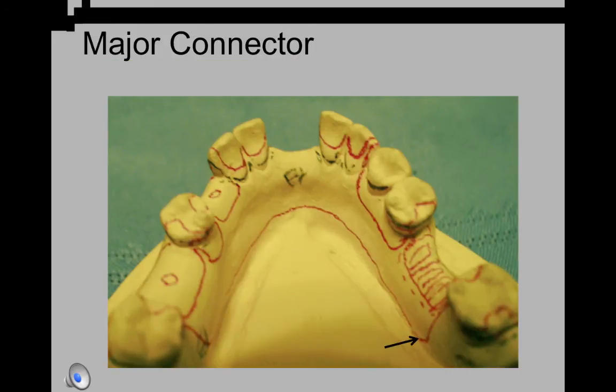Here's another view of the major connector. When it is on the anterior teeth, it must cover the cingulum of the teeth, and it scallops from contact point to contact point so as to close that small little triangular space that would exist if you did not carry it up to the contact points. This area would be subject to packing food down in it.